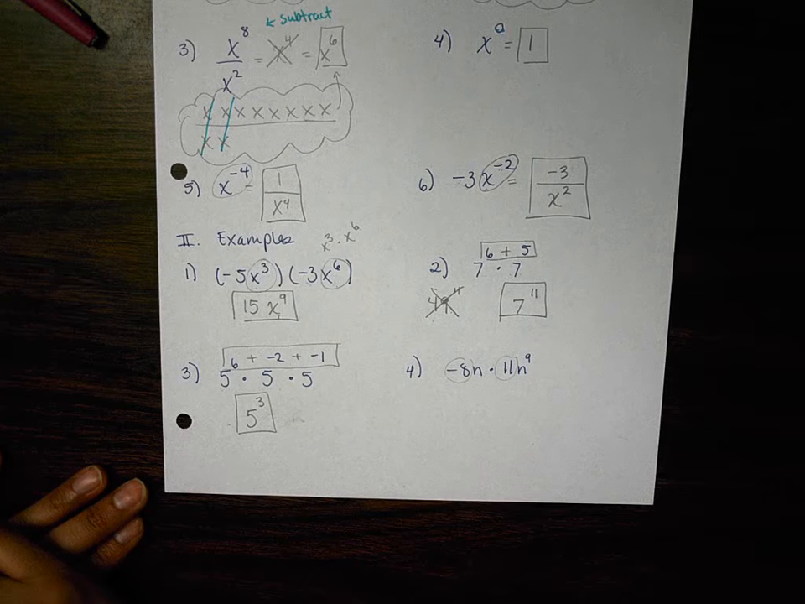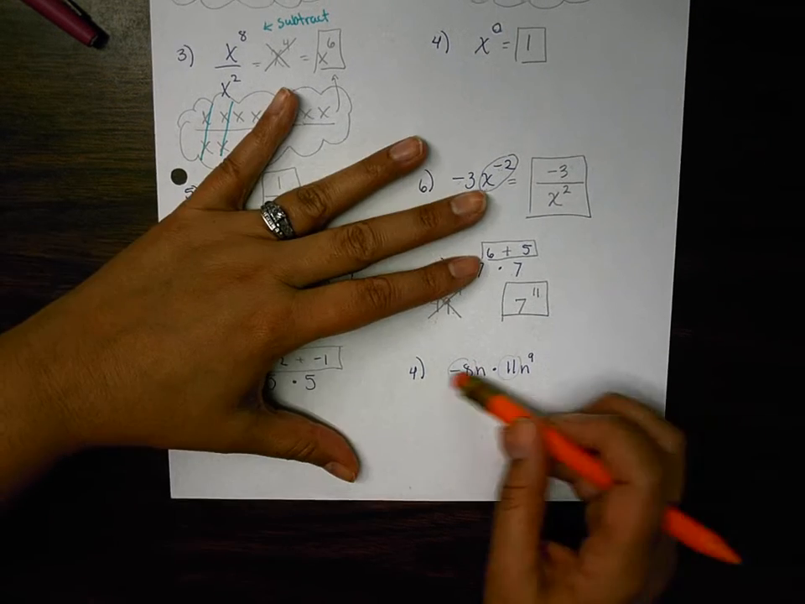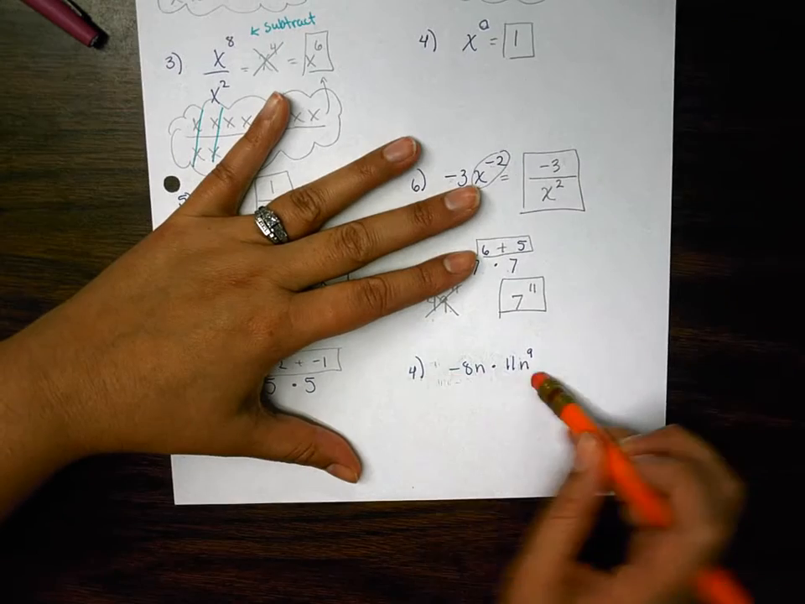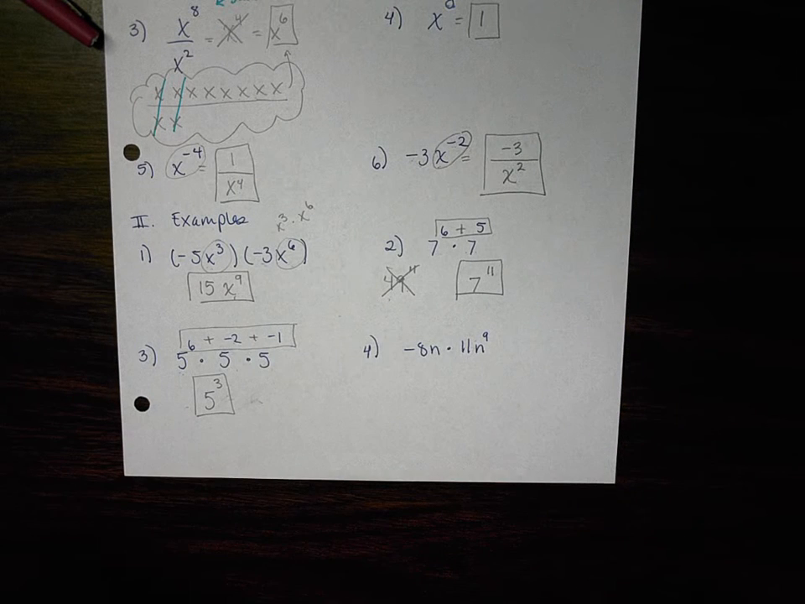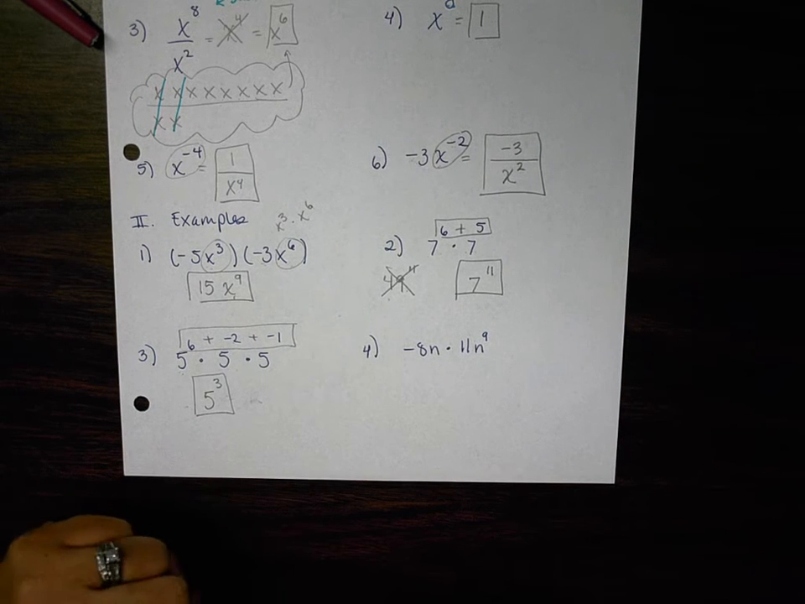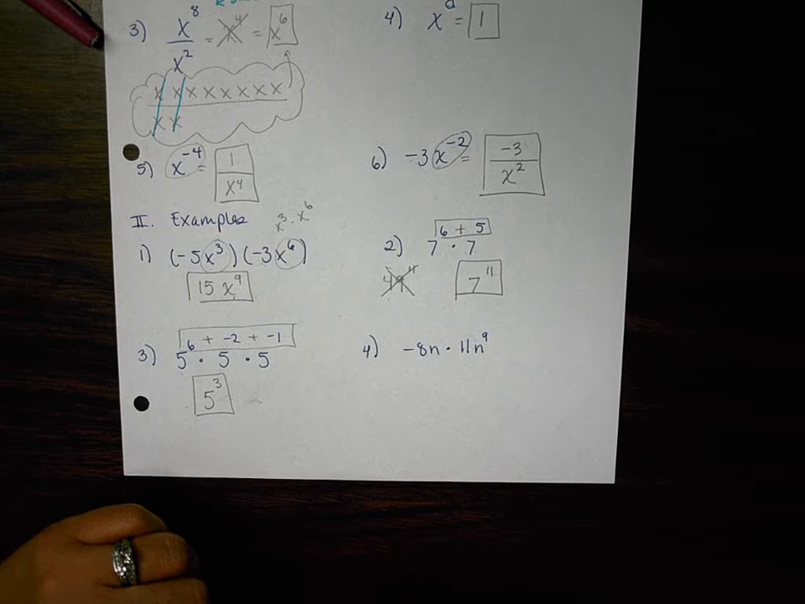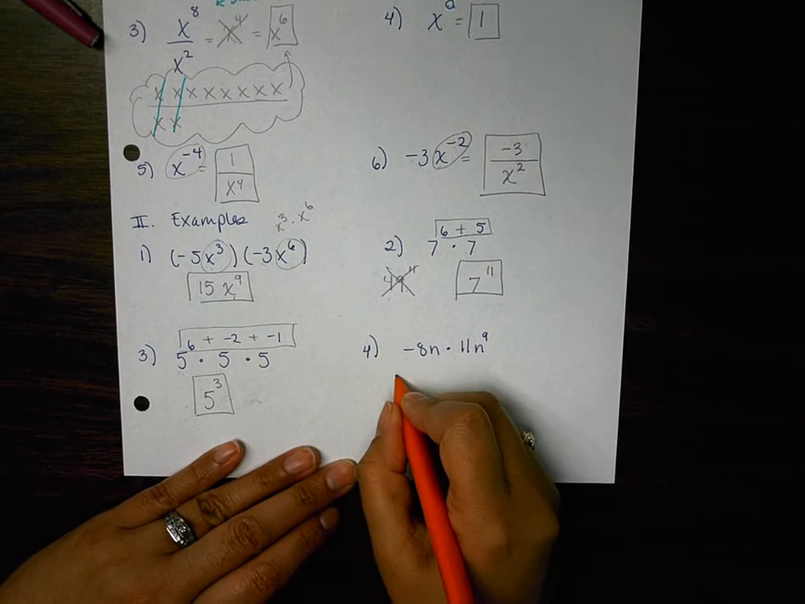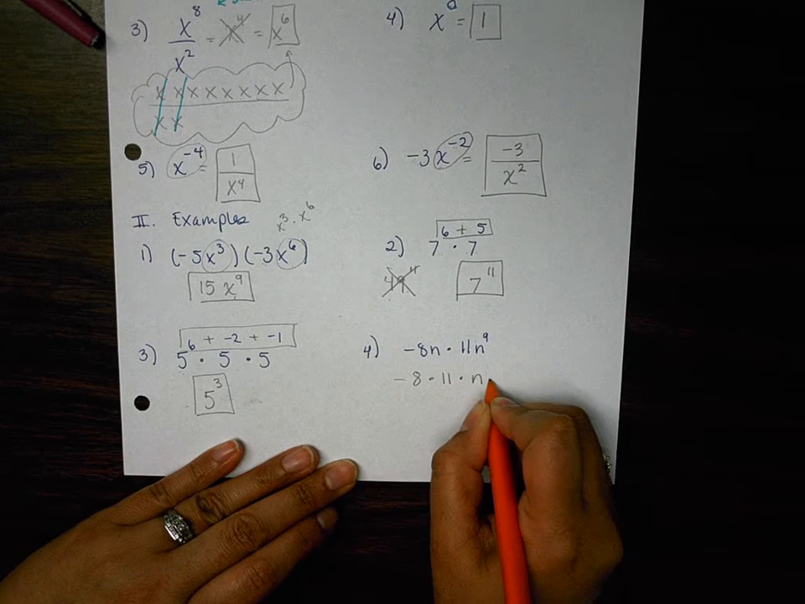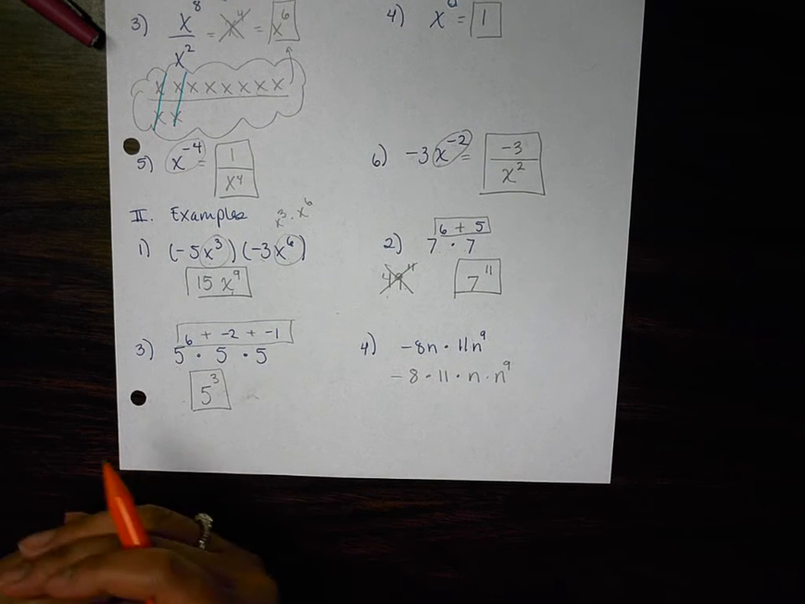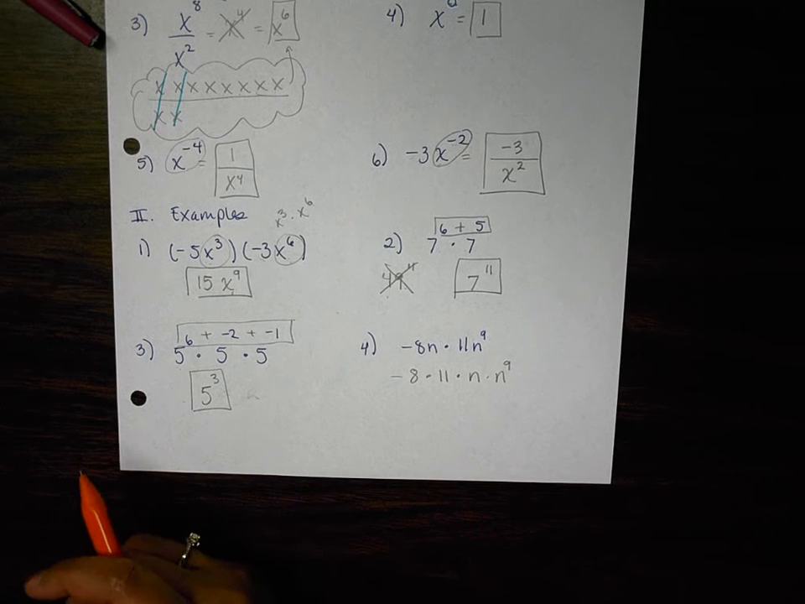What I would suggest on these, and I should have done it on number 1 and I did not, so I'm going to address it here if you are struggling with these. It helps mentally get a picture if you rewrite it. Remember that multiplication is commutative, meaning you can move things around. So this is equivalent to this. Move the coefficients together, move the variables together. That is the same thing.